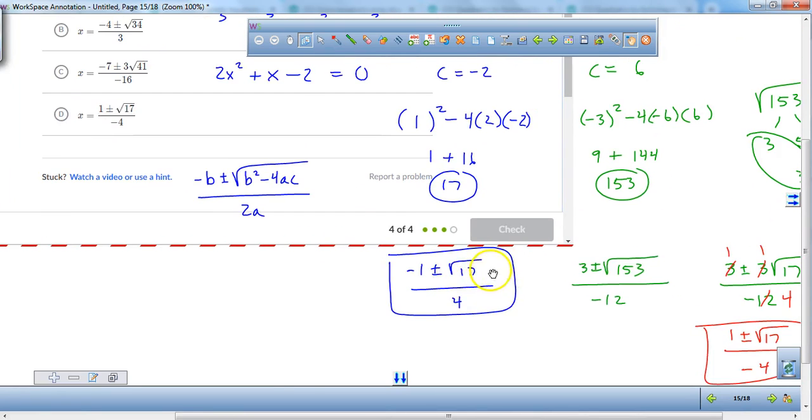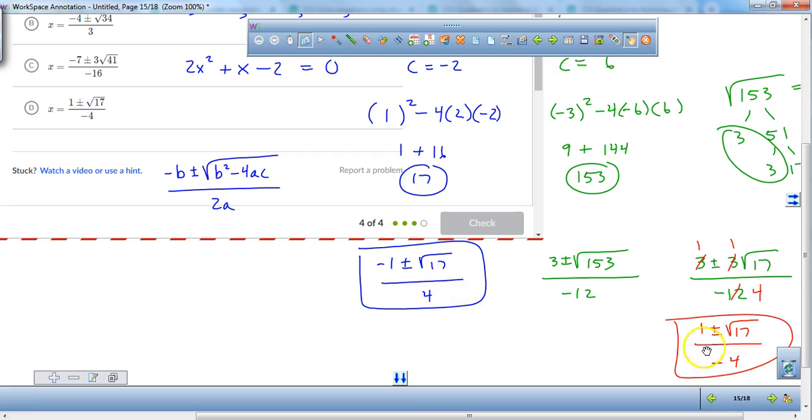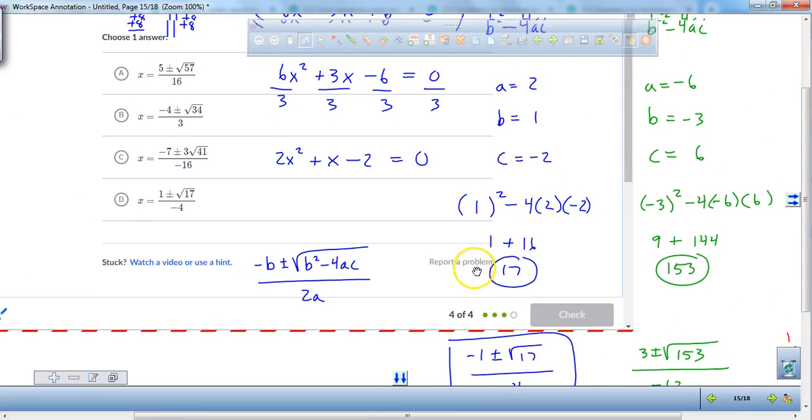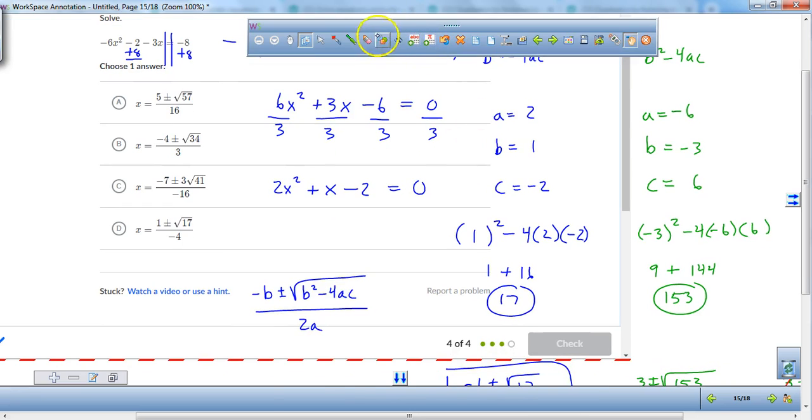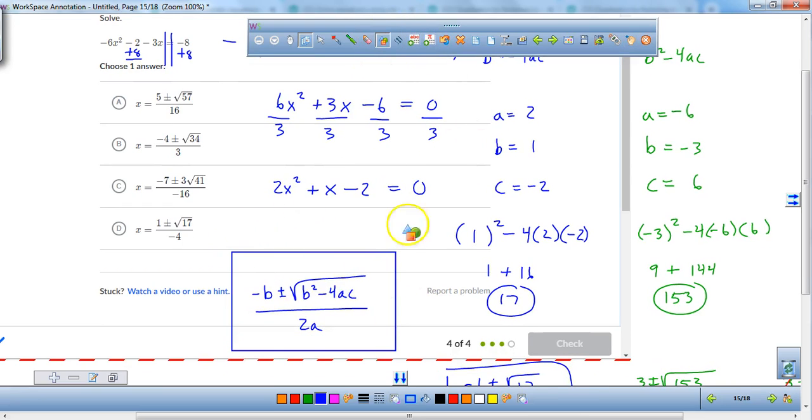Okay? This blue answer and this red answer actually mean the same thing. This one has the negative in the denominator, this one the negative in the numerator, but they mean the same thing. So, quick review. One thing you need to know is the quadratic formula, which is right here. Your x value, where it crosses the x-axis, will always equal this formula.